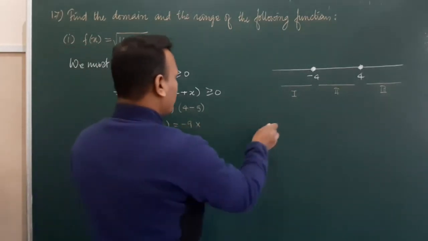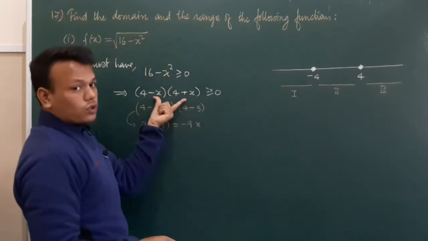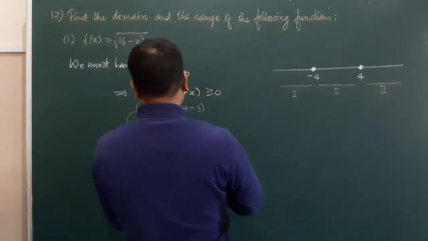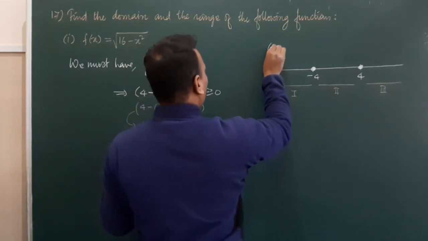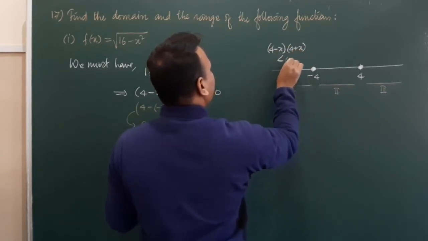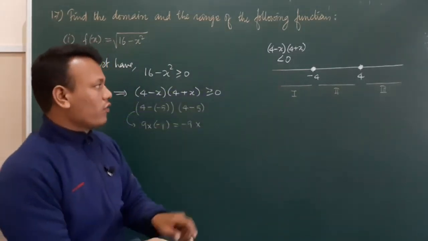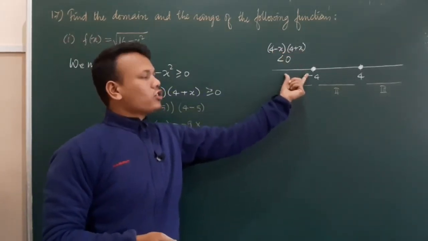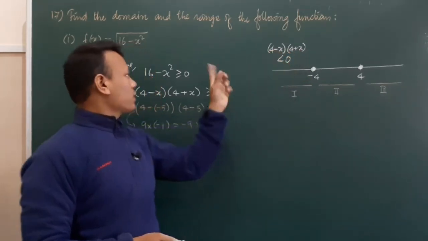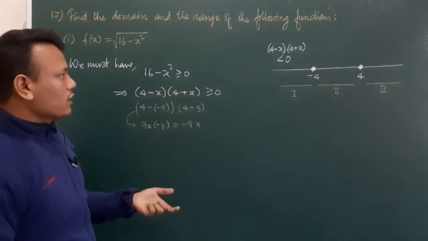That means here in region 1, if I choose any number, this is always going to be negative. So 4 minus x into 4 plus x will be negative here, and I cannot choose this. My value of x cannot lie in region 1, because if I choose any value of x in this region, this quantity is going to be negative, but I don't want that.